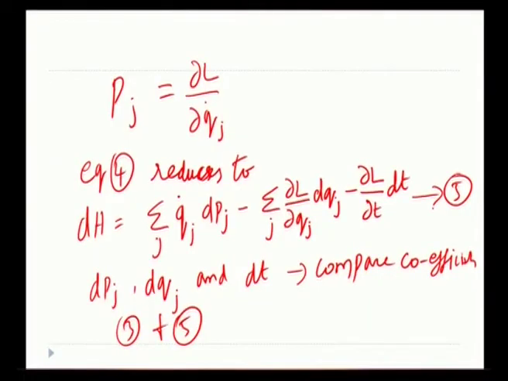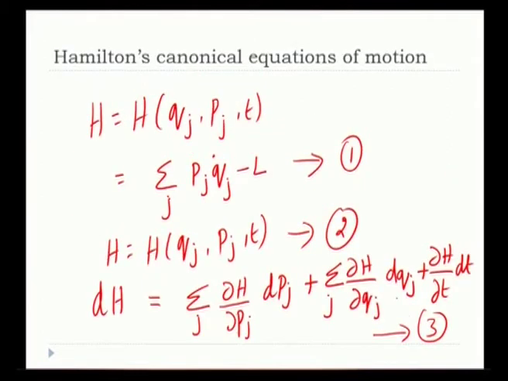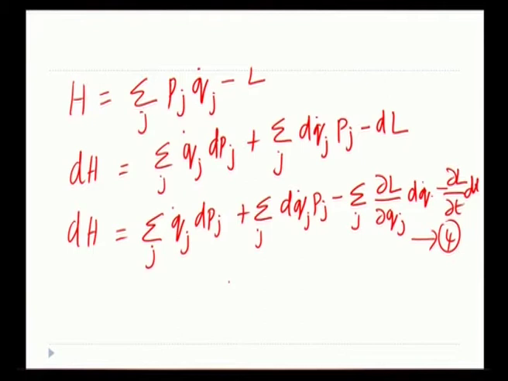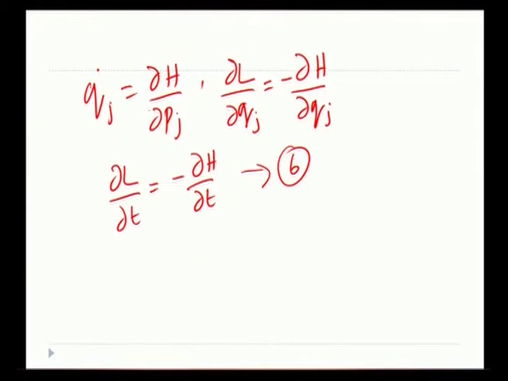These equations are obtained by comparing the coefficients of dPj, dQj and dt from equations 3 and 5. Here this is equation 5, and here is dPj. The coefficient of this dPj is Qj dot. Go to equation 3. This is equation 3, and the coefficient of dPj is dou H by dou Pj. So here we got Qj dot is equal to dou H by dou Pj.